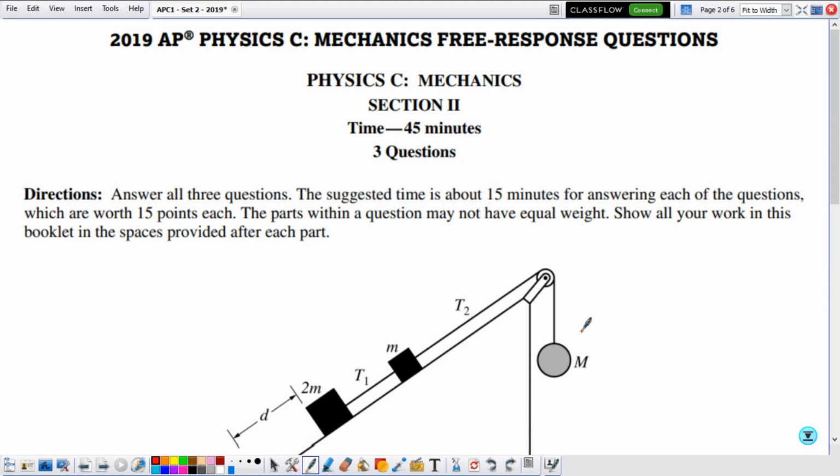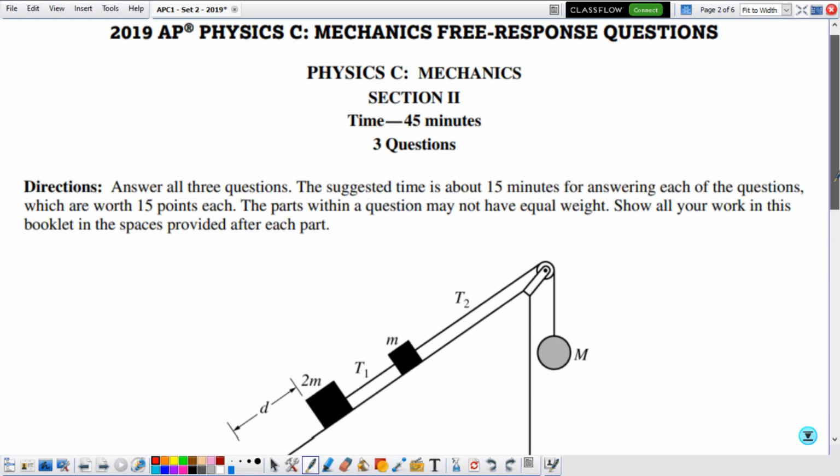Hello APC Mechanics students, today we will solve the past paper of RQ Set 2 2019 exercise 1.